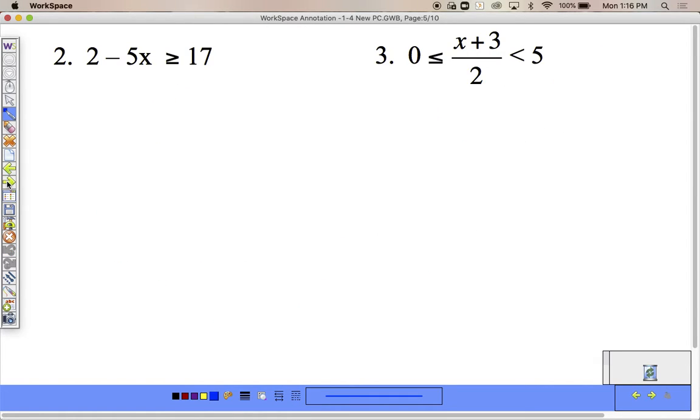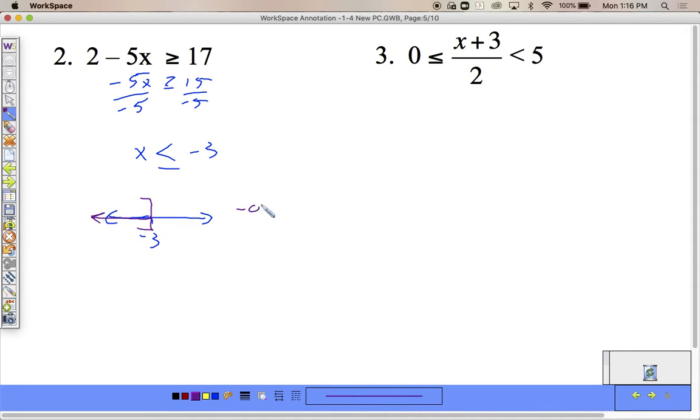All right, number 2. We're going to solve, graph, and write as an interval. Subtract 2. Divide by negative 5. And the special rule for this is when you multiply or divide both sides of an inequality by a negative number, you switch it. And I get x less than or equal to negative 3, which is a bracket to the left, which tells me from negative infinity to negative 3, parentheses on infinity, bracket on the negative 3.